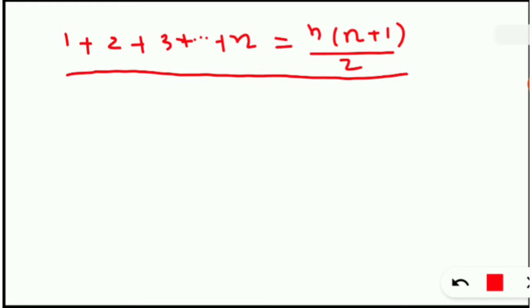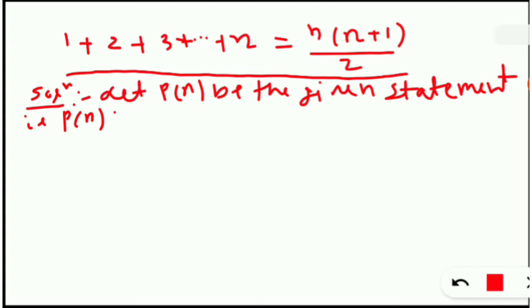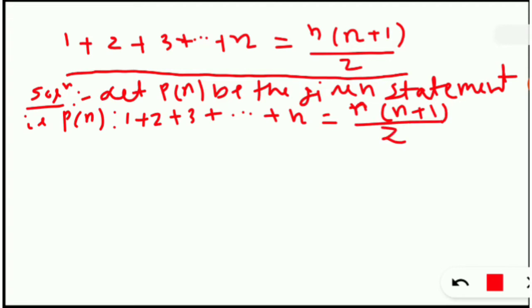So, let's see the solution. Let P(n) be the given statement, that is, P(n) such that 1 plus 2 plus 3 plus dot dot plus n equals n into n plus 1, whole divided by 2. Clear?